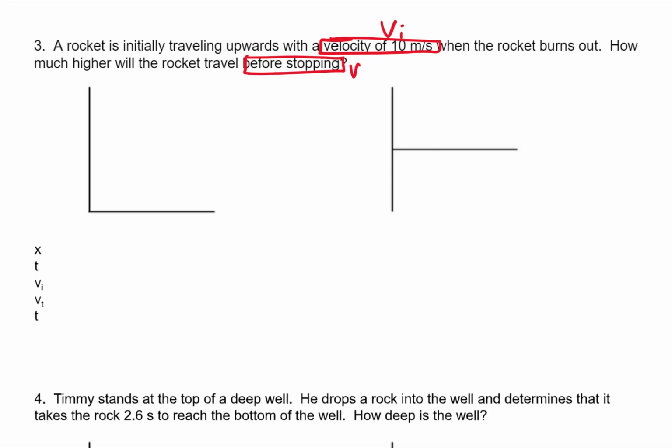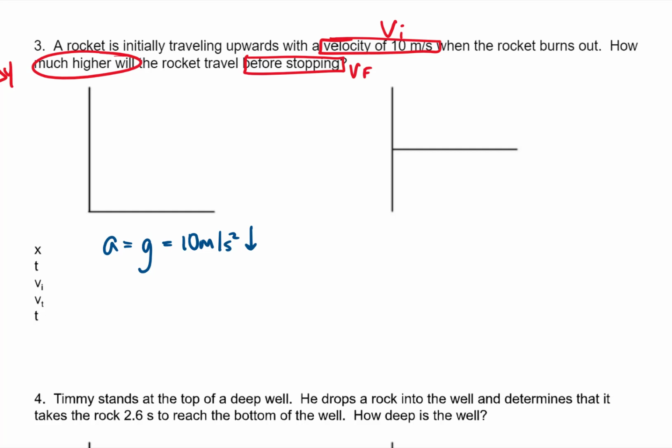How much higher will the rocket travel before stopping? Now, stopping tells me that my final velocity is 0. So, we've got a lot of things going on here. How much higher is what we're looking for, which is our delta y. Our acceleration, because there's not going to be anything else acting on it, is going to be gravity. It's going to be 10 meters per second squared, and we know that gravity is always down.